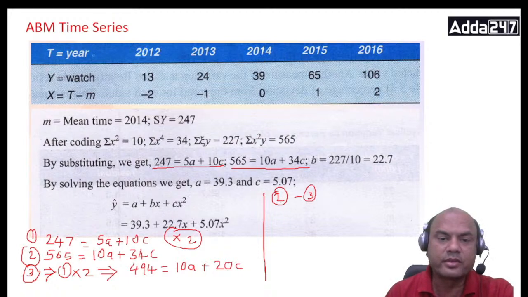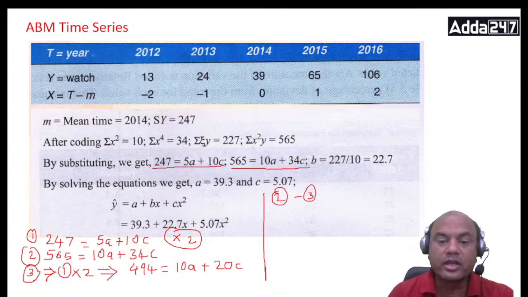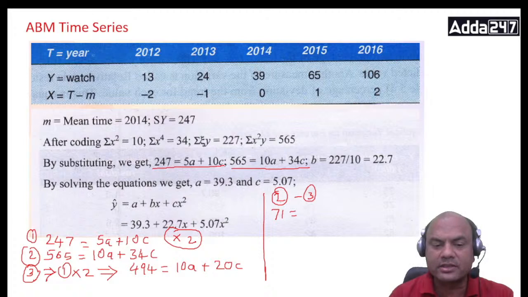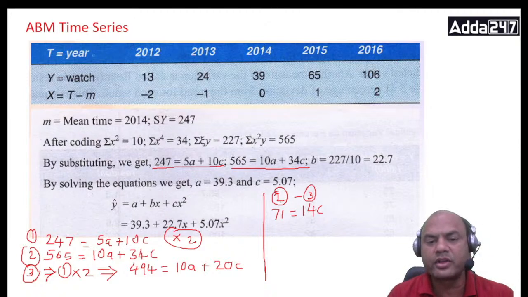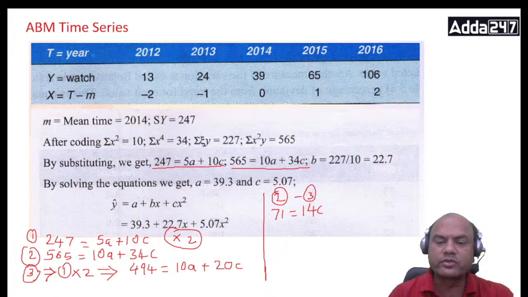You'll get 71. So 71 equals 34c minus 20c. Right? 10a gets cancelled. So 34 minus 20 is 14c. If you solve this now, you will get c as 71 upon 14. It will be something like 5 point. 14 fives are 70. So you got c as 5.07. So c equals 5.07.